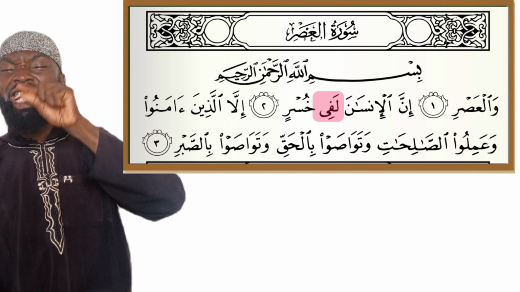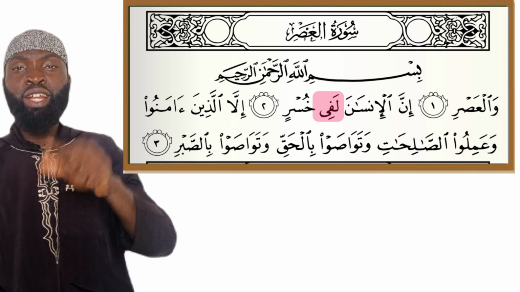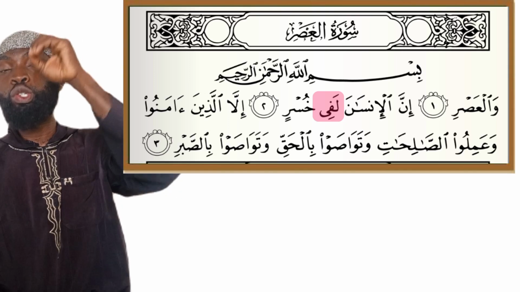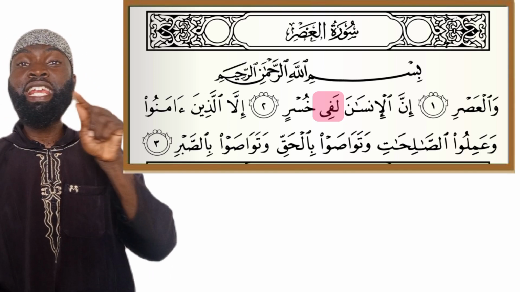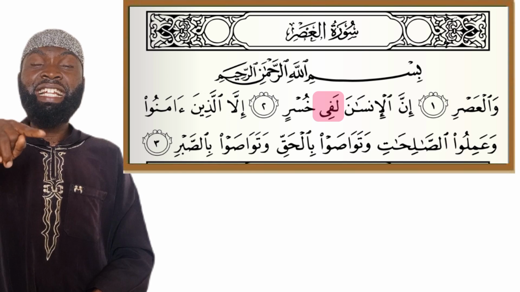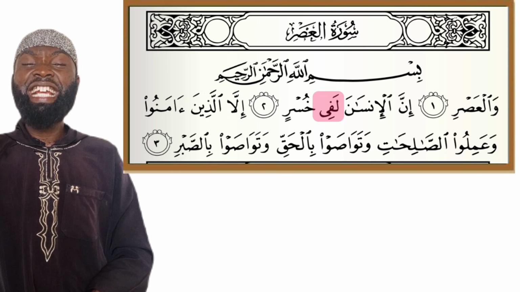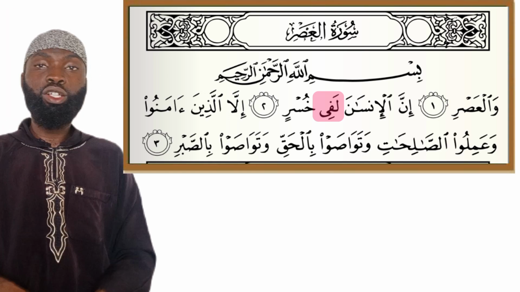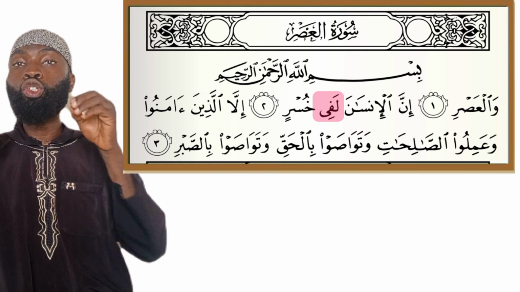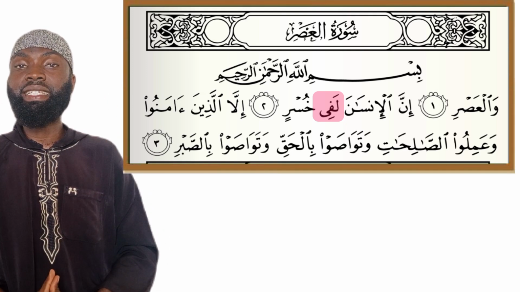Indeed Allah is indeed forgiving. So la ghafurun, that la here is used to also emphasize. So lafi is indeed in. Innal insana lafi, indeed the mankind is indeed in. So Allah is emphasizing all of the parts of this statement to show how important this statement is.